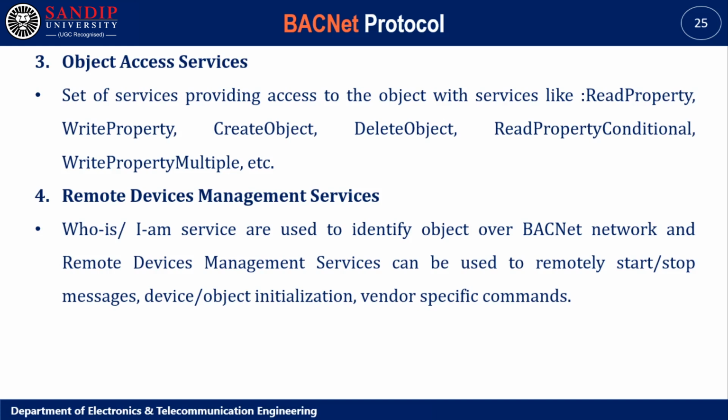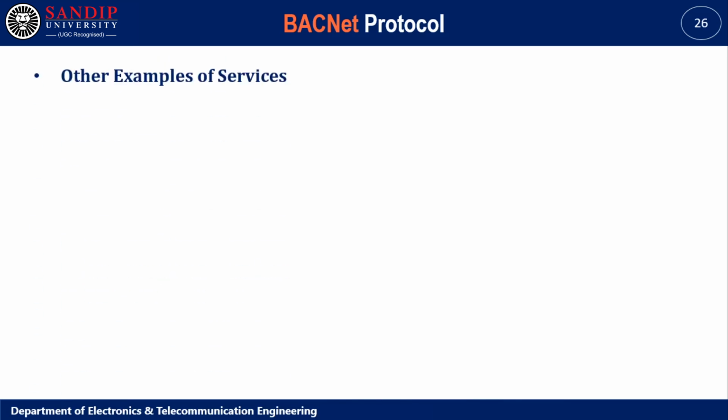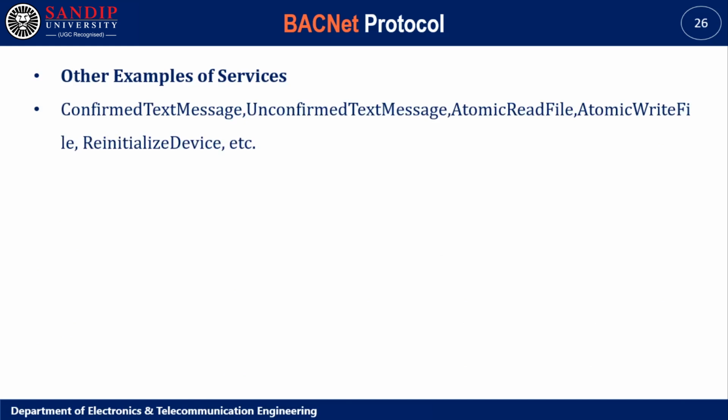WHOIS and I-AM services are used to identify objects over a BACnet network, and remote device management services can be used to remotely start, stop, and manage device object initialization and vendor-specific commands. Virtual terminal services allow the bidirectional exchange of character-oriented data streams. Other examples of services: confirmed text messages, unconfirmed text messages, atomic read file, atomic write file, reinitialize device, etc.